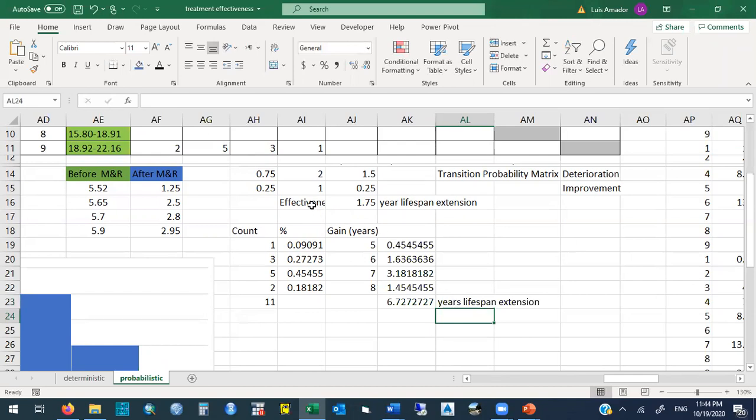What treatment is more effective? The first one with 1.75 or the other one with 6.72? That one is more effective, right? Yes, the second one is.